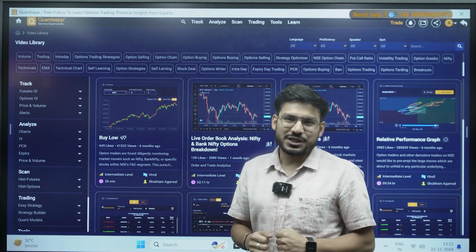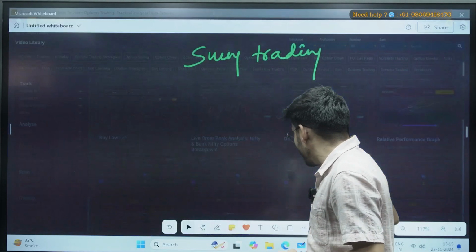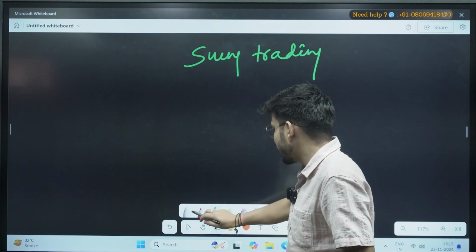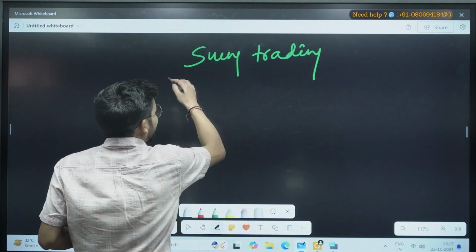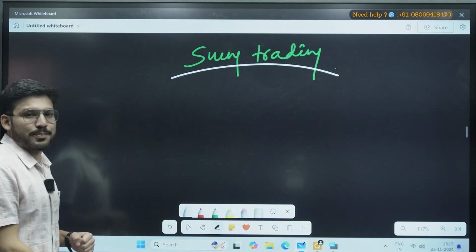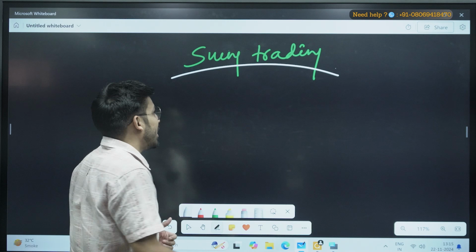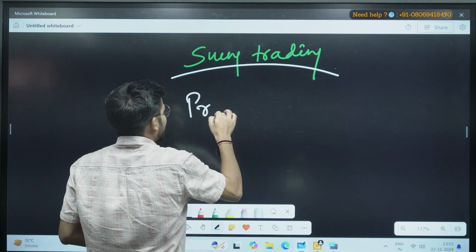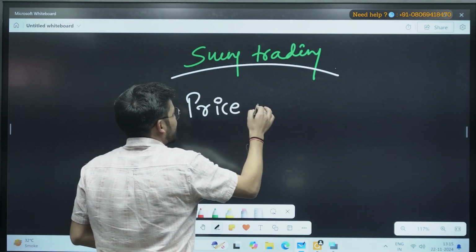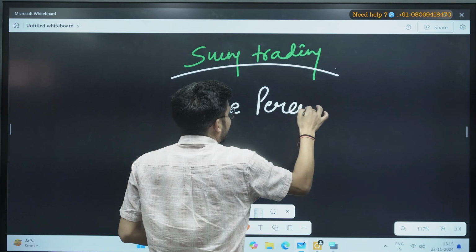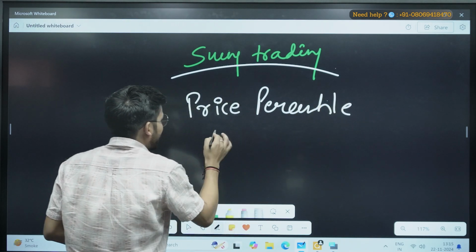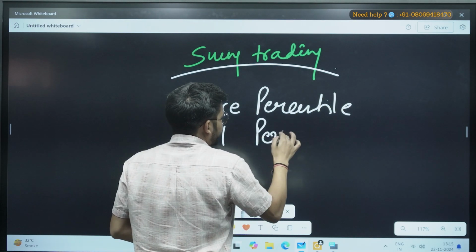So let's start today's session. Now, when we are talking about swing trading, we will be doing the swing trading with the help of a Quantsapp tool, or you can say indicator. That will be your price percentile, and your OI percentile.